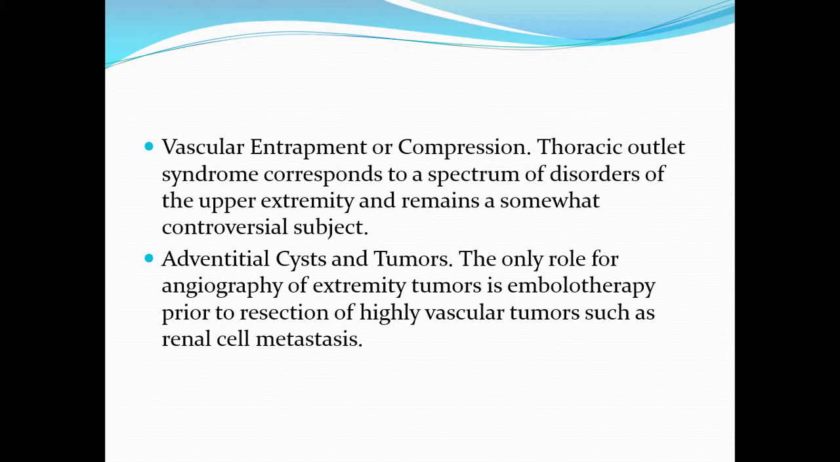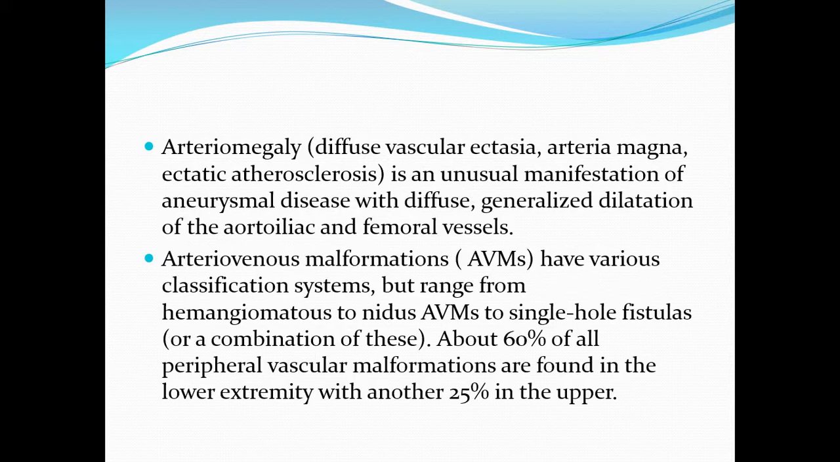Adventitial cysts and tumors. The only role for angiography in the extremity tumor is the embolotherapy prior to resection of a highly vascular tumor, for example, in renal cell carcinoma metastasis. A pathologic entity called arteriomegaly, also sometimes called diffuse vascular ectasia, arteria magna, or ectatic atherosclerosis, is an unusual manifestation of aneurysmal disease with diffuse generalized dilatation of the aortoiliac and femoral vessels.